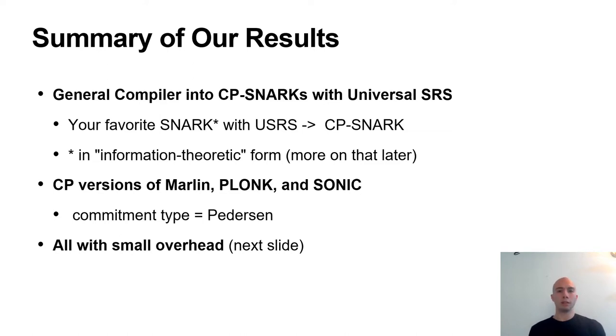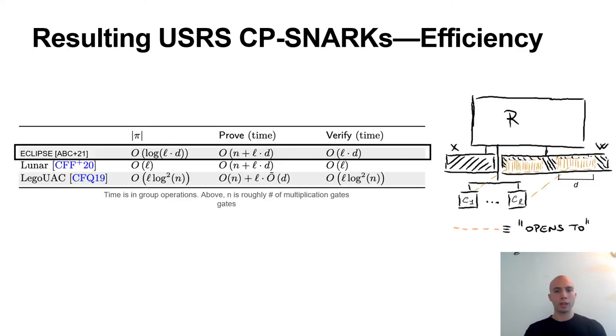And in particular, the type of commitment that we managed to obtain and support is a Pedersen commitment. And importantly, because we care about efficiency in practice, we managed to do that with small overhead. Concretely, the overhead is this. So here, I'm comparing ECLIPSE to other works on generic zkSNARKs with universal SRS. ECLIPSE is in the first row. Other works we can naturally compare to are the Lunar paper and the LegoSNARK paper, which has this LegoUSC. You can see how ECLIPSE obtains sublinear proof size.